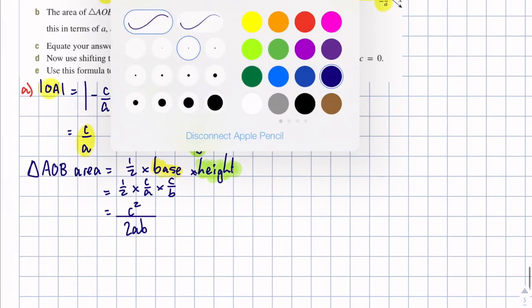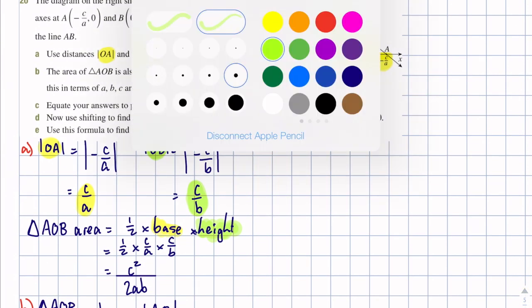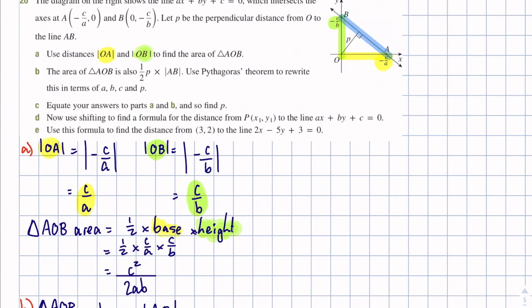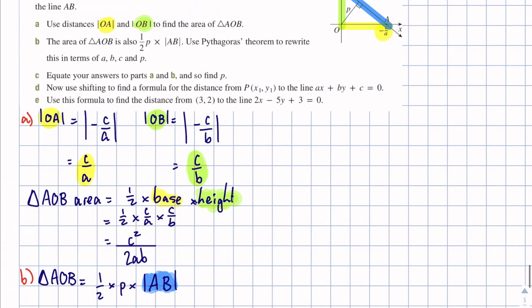And now they'd like us to look at it in a slightly different way. They've also said the area equals half times P times the absolute value from A to B. Now, that absolute value from A to B, they're talking about this length diagonally here. So let's have a look at that length. It's a right-angled triangle. So that length squared equals the other two lengths squared added together. So OA squared plus OB squared.